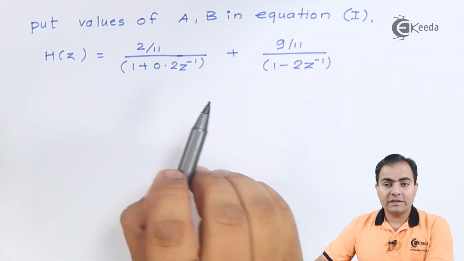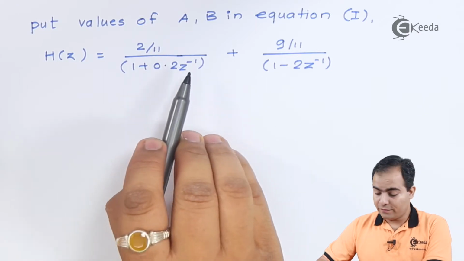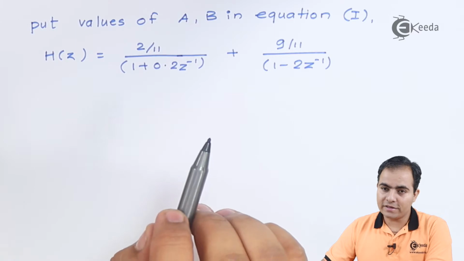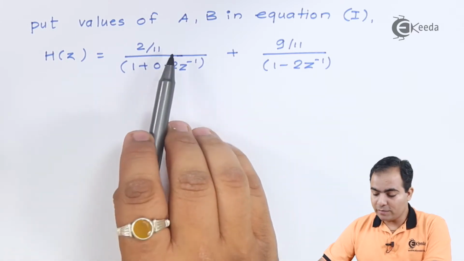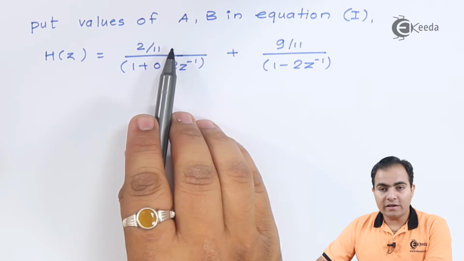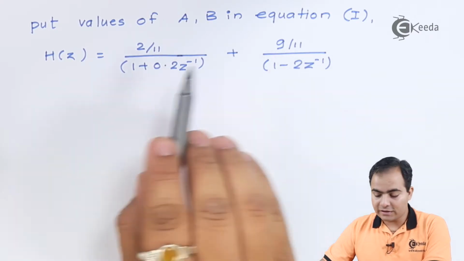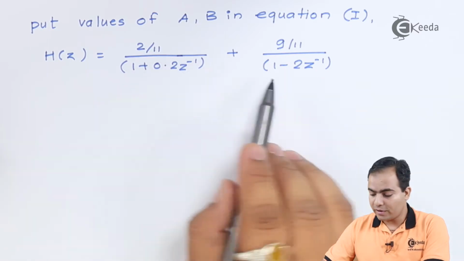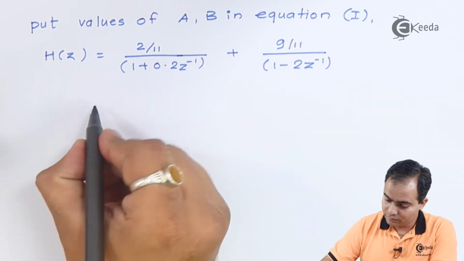Now what is the next step? Basically we want one z in the numerator before moving to inverse z transform. So my suggestion is simply multiply numerator and denominator by z, so that you will get z in the numerator in both the cases, and the denominators will also change to z plus 0.2 and z minus 2.